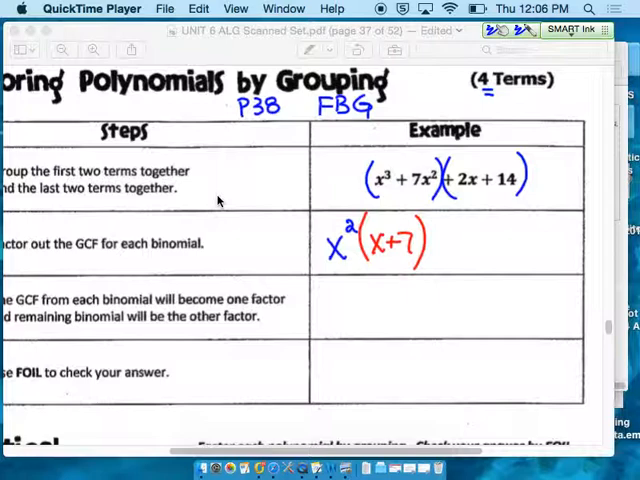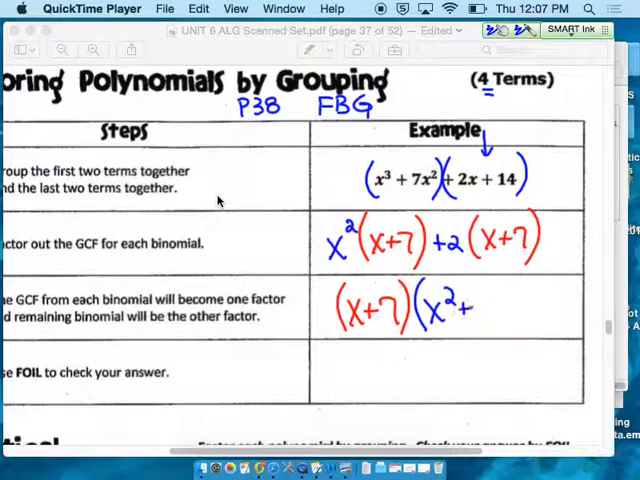The whole goal is to look at the second binomial and remove a factor in hopes of having a red x plus 7 left behind. So here, if I remove a positive 2, then what remains behind is x plus 7. And the way that you would present your answer, the common term to both now becomes the red binomial x plus 7. So I write that one time, and the way that I create the other factor, I bring together the two factors in blue, and this gives me the factored version of what I started with.